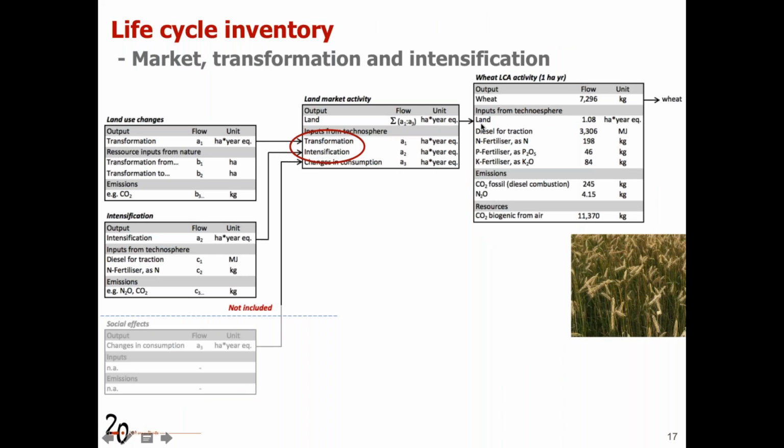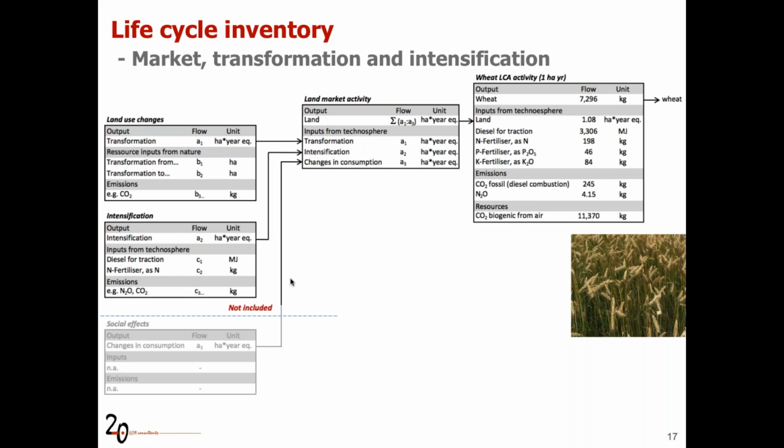What you see is that we have an input of land to wheat cultivation. The input of land for the 1 hectare in Denmark, you see we put the 1.8 hectare year equivalent, which you saw on the former slide. This land, we draw that from the global market for land, which is the box you see in the middle of the screen here. So we have the global market for land here, and we see inputs to the global market for land.